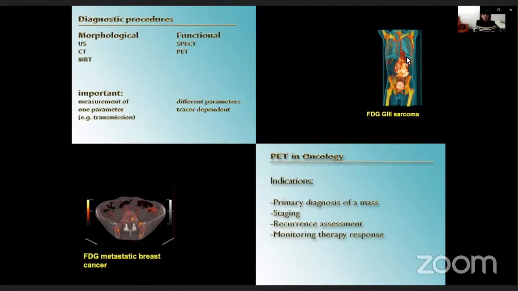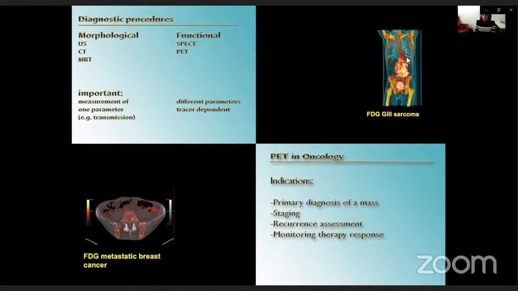Now, as you know, with morphological images, you measure normally one parameter like the transmission when you use CT. On the other side, using functional imaging methods, you can measure different parameters which depends on the tracer you apply. For example, if you apply FDG, you measure the glucose uptake, and so on.